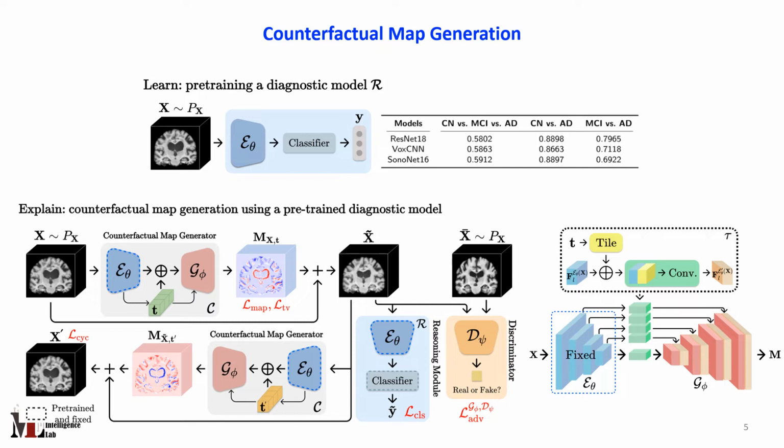First, we use the cycle consistency loss for identity preservation of the input, and the cross-entropy loss for whether it is classified as a target condition in a pre-trained diagnostic model. In addition, an adversarial training strategy was used for realistic synthesized image generation, and elastic loss and total variation loss were adopted for sparsity and smooth synthesis of the counterfactual map, respectively.